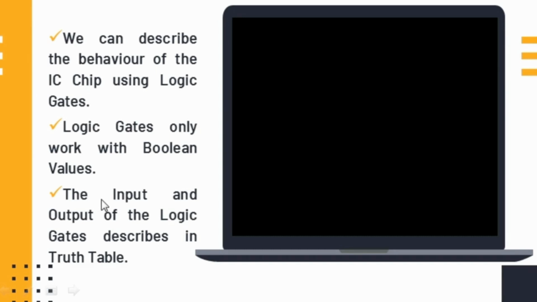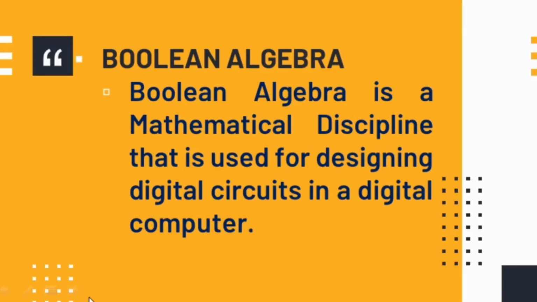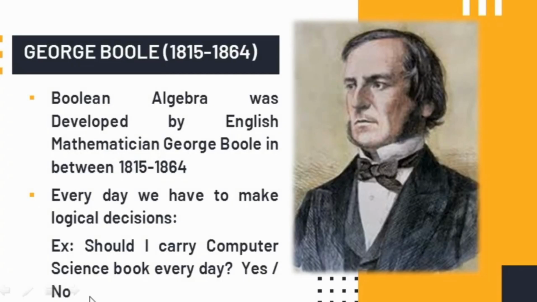Boolean algebra was developed by the English mathematician George Boole, who lived from 1815 to 1864. Every day we have to make logical decisions. For example, should I carry my computer science book every day? The answer might be yes or no, which is a logical operation, either true or false, yes or no, both are the same. Based on our everyday activity, he developed Boolean algebra, especially for the digital computer, where everything is based on the input-output process and zeros and ones.